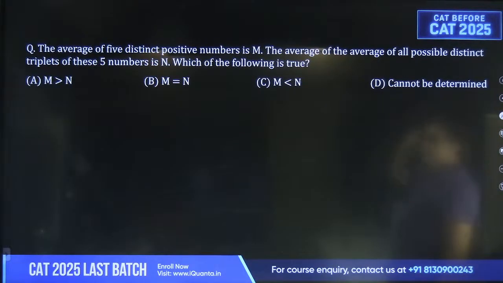The average of 5 distinct positive numbers is m. The average of the averages of all possible distinct triplets of these 5 numbers is also n. Which of the following is true? M greater than n, m equal to n, m less than n, can't be determined. Let's see.